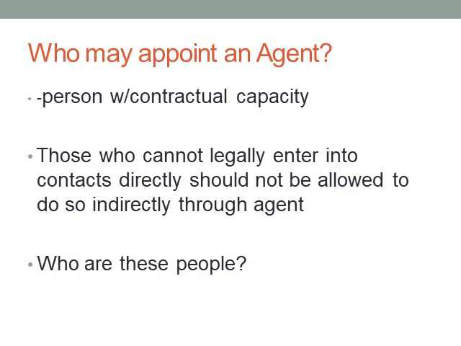So who may appoint an agent? A person with contractual capacity, and what do I mean by that? Going back to contracts. Those who cannot legally enter into a contract directly should not be allowed to do so indirectly through an agent. So who are we talking about here? Who are these people? We're talking about the minors. We're talking about those who lack capacity, who are incompetent, who may be intoxicated at that particular moment.